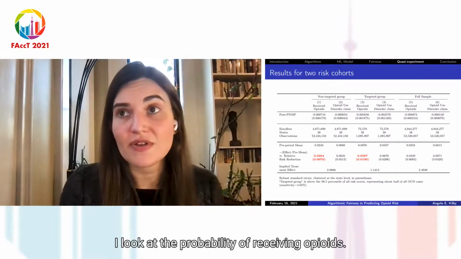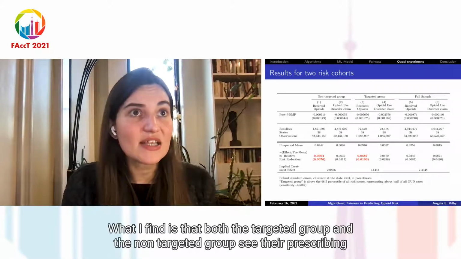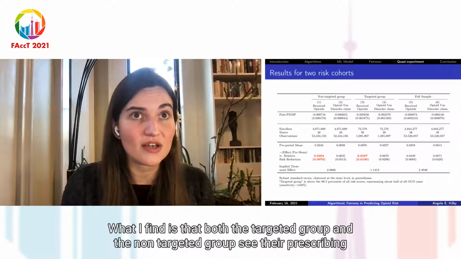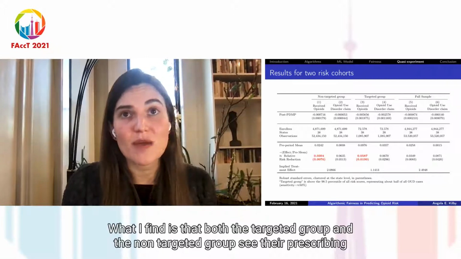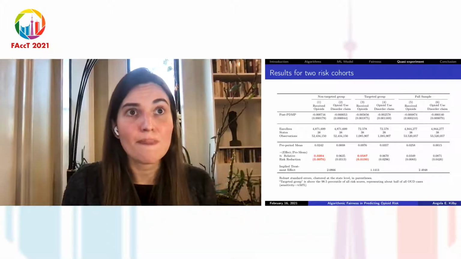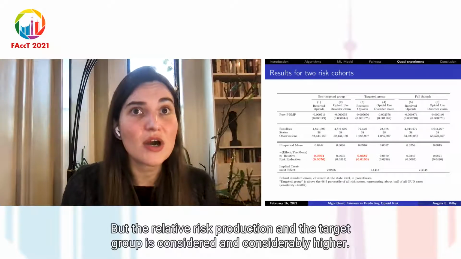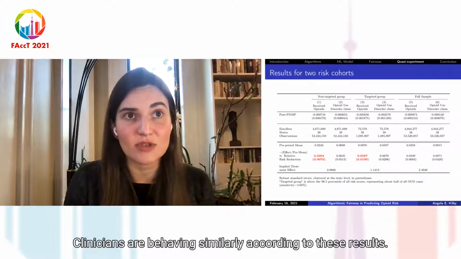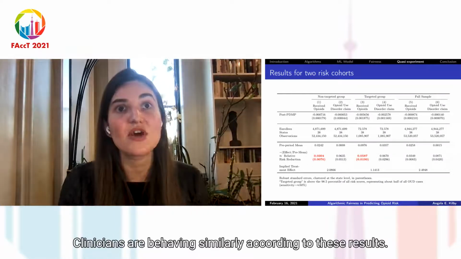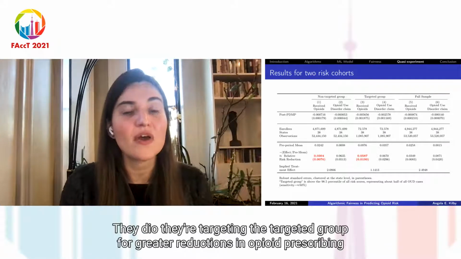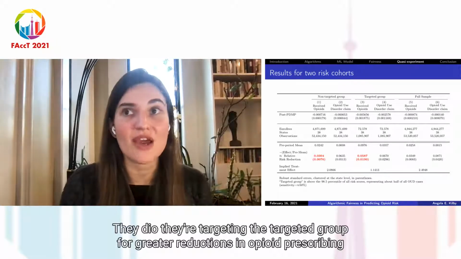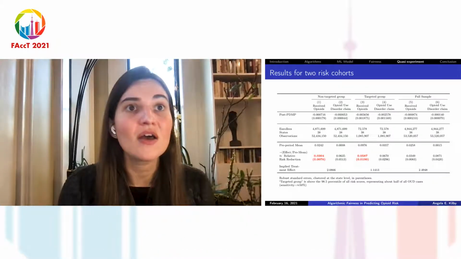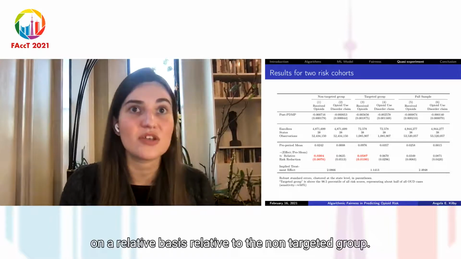First, I look at the probability of receiving opioids. What I find is that both the targeted group and the non-targeted group see their prescribing reduced after PDMP introduction. But the relative risk reduction in the targeted group is considerably higher. Clinicians are behaving similarly, according to these results, to what the algorithm is recommending they do. They are targeting the targeted group for greater reductions in opioid prescribing on a relative basis relative to the non-targeted group.